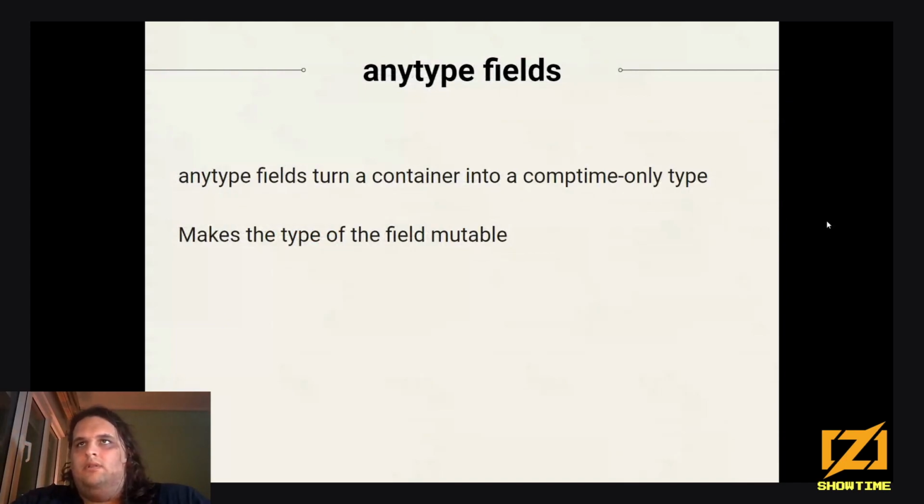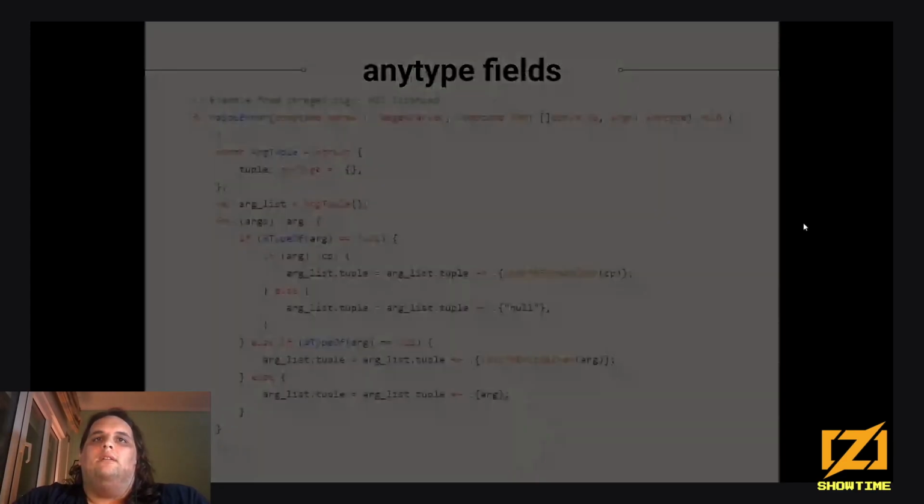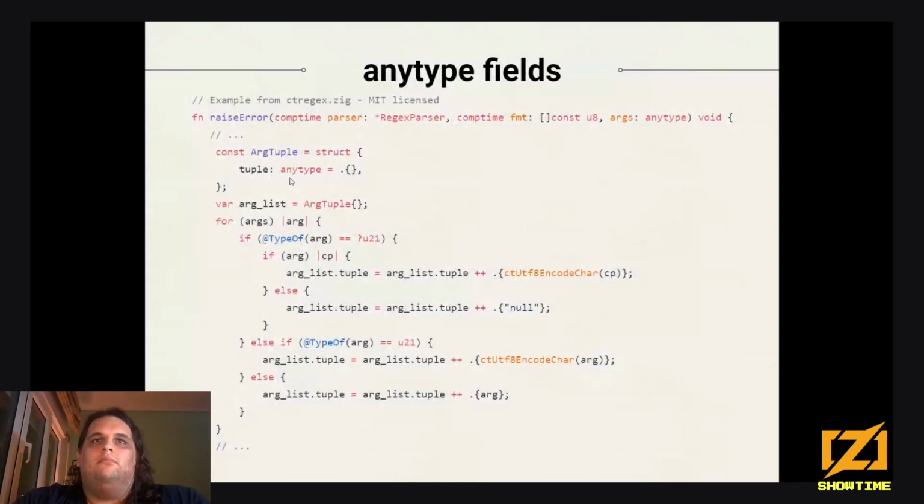The next feature I would like to talk about, which is relatively new and pretty obscure, is anytype fields. So you can actually define a field in a container type as anytype, and this makes the type of the field variable as well as its value, as always. This is a simple example. We are defining a struct, which has an anytype field. And as you can see, here we are concatenating tuples, so the type of the tuple is actually changing. This is not a slice, so the type itself is changing.